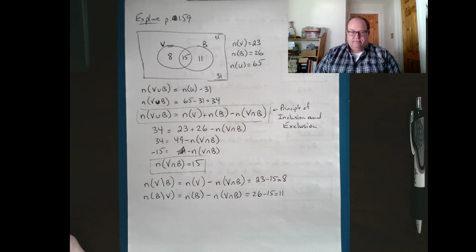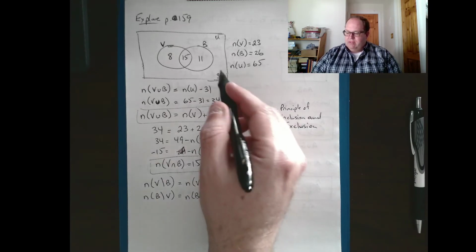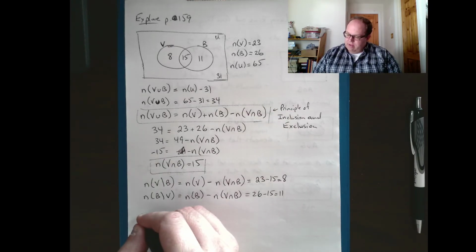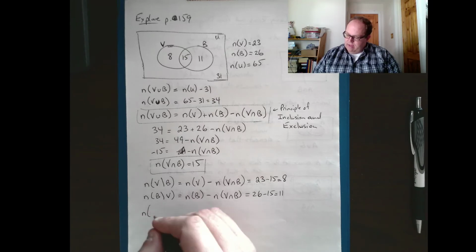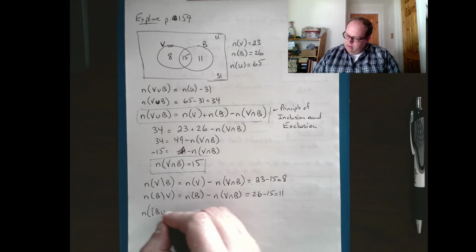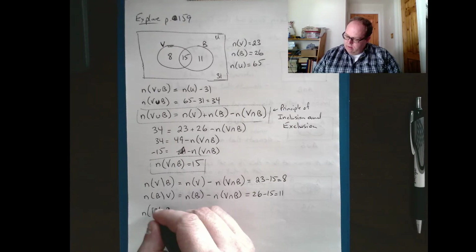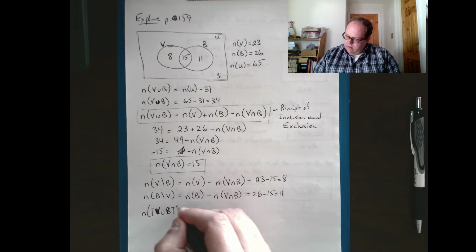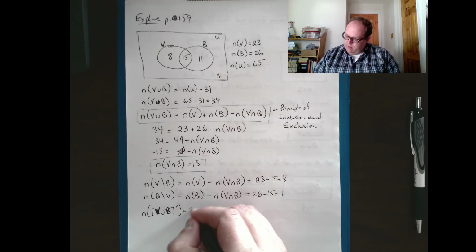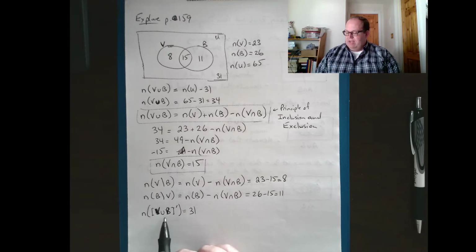If you wanted to write this in notation, what you could write is that the number of people who are in the complement of the union of these sets, I should go in the same order that I did for everything else, I guess. So this is representing everything outside the union of volleyball and basketball, which would be 31.